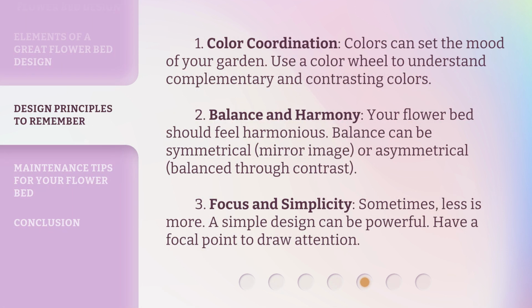1. Color coordination. Colors can set the mood of your garden. Use a color wheel to understand complementary and contrasting colors. 2. Balance and harmony. Your flower bed should feel harmonious. Balance can be symmetrical, mirror image, or asymmetrical, balanced through contrast.